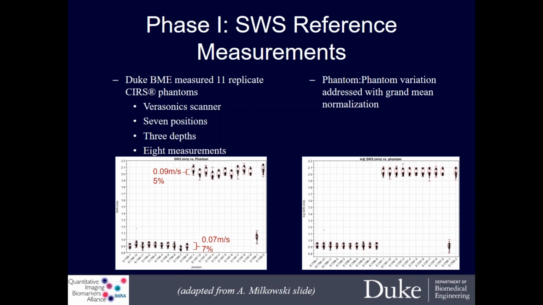And what the plot on the left is showing is some measurements that we did at Duke on all of these replicate phantoms to see how much variability existed. Most of the variability was between 5 to 7%. And because we measured all of the phantoms at the same site with the same system, the plot on the right is showing how we were able to adjust all of the phantoms so that they had the same speed that we could do for cross comparisons between all the systems and sites.